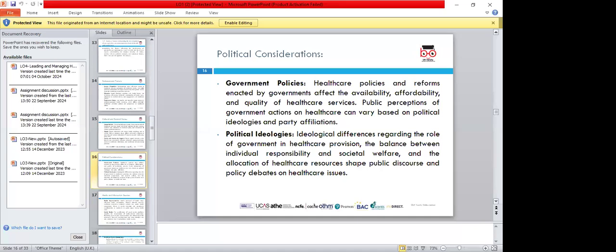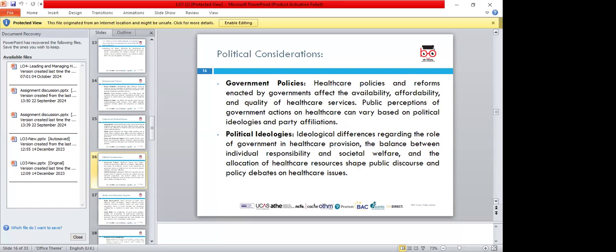So the policies are made. If the policies are okay, why would the governors and the MPs and all that, when they are ill or their families are, travel abroad for treatment, isn't it? So these are all things that affect. It is not the best. Also, the political ideologies: the differences regarding the role of government in healthcare provision, the balance between individual responsibility and societal welfare, and the allocation of healthcare resources shape public discourse and policy debates on health issues.